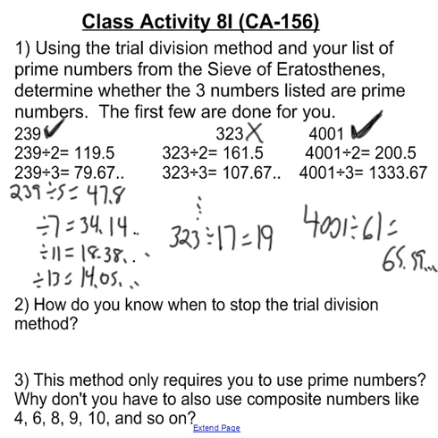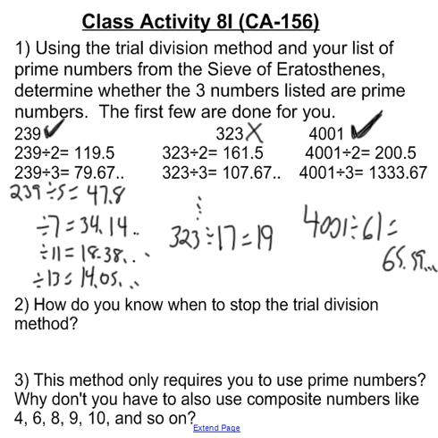So the whole point of the method is that if I check my primes, when my quotient and my divisor flip to where my quotient becomes smaller, then I know that I'm done. So my divisor is bigger and my quotient is smaller.